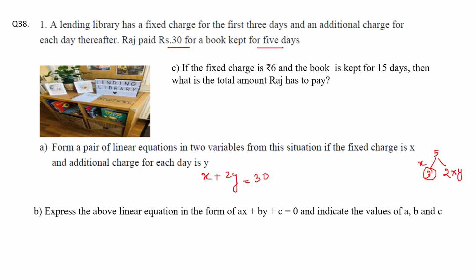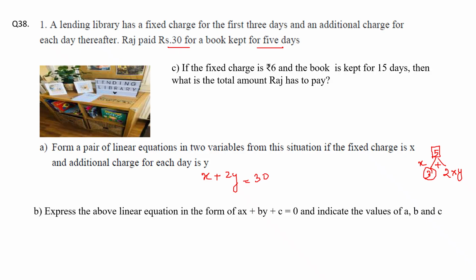Again I am repeating, he has kept the book for 5 days. Now for 3 days amount is fixed. So from 5, if I take out 3 days, I have extra 2 days. For 3 days x rupees he has to pay. For the remaining days, he has to pay for each day y rupees. So one day y rupees, 2 days 2y rupees. And their sum is he paid as 30 rupees. So this is the equation.